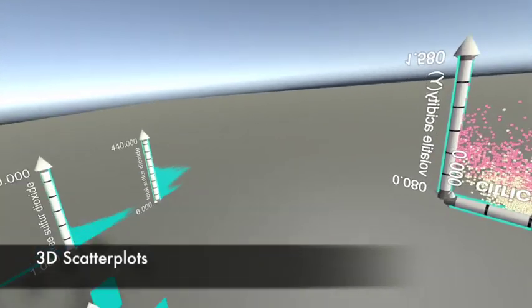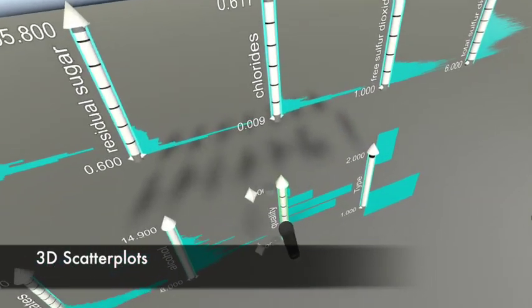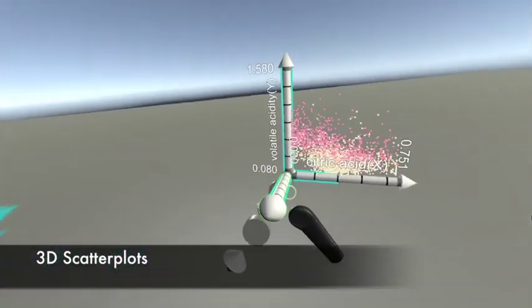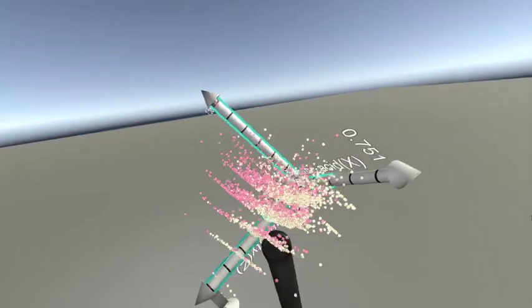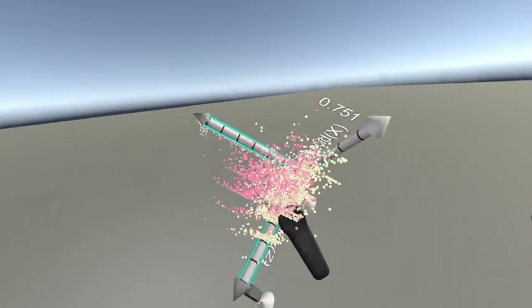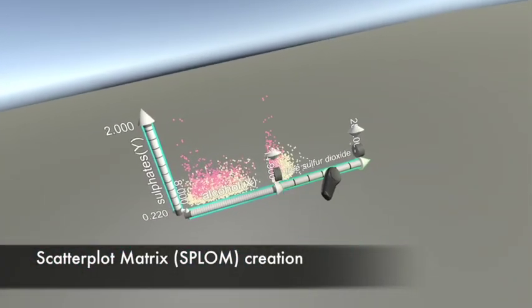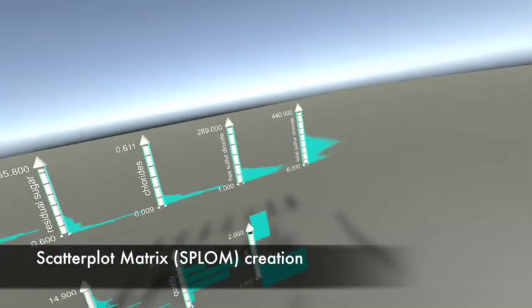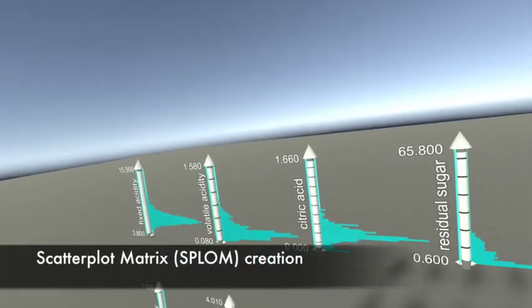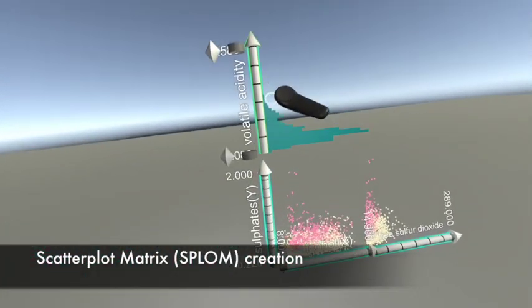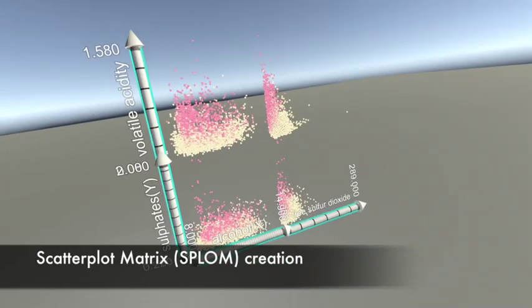3D scatterplots are created simply by adding a third axis. ImAxes recognizes when users intend to create higher-level constructs such as scatterplot matrices. By placing an axis in line with the previous axis, a SPLOM is built.